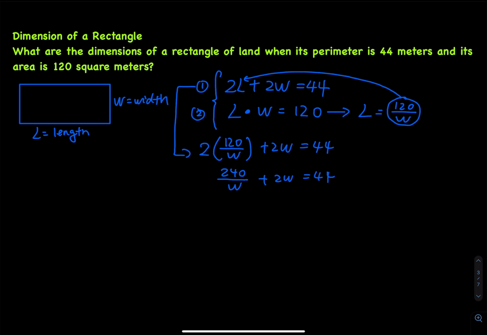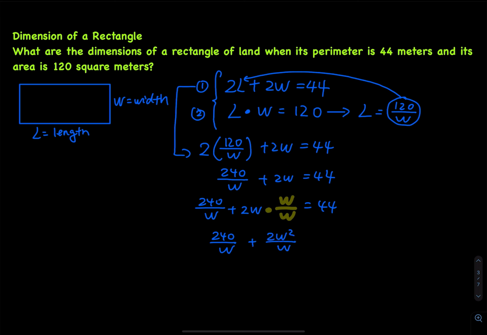All right, what is next? Let's put the 2W in fraction. So I have 240 over W. The first term has no change. And then plus 2W, and then I would like to multiply the top and bottom by W. So that is equal to 44. And then we have 240 plus 2W squared divided by W, because they are in a common denominator, equals 44. And now it's time to solve for W.